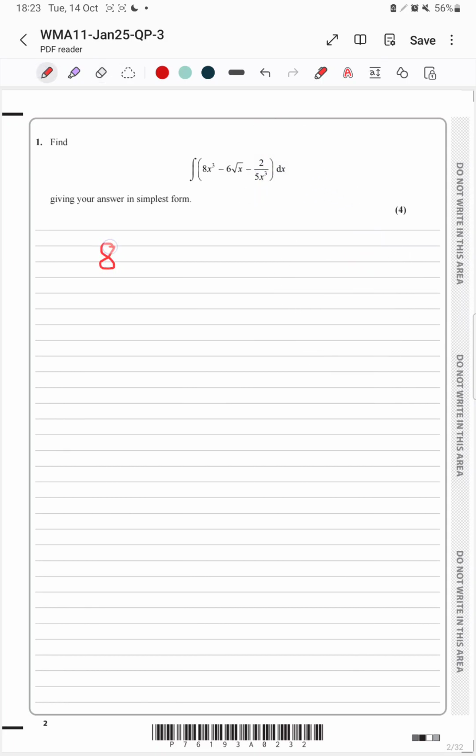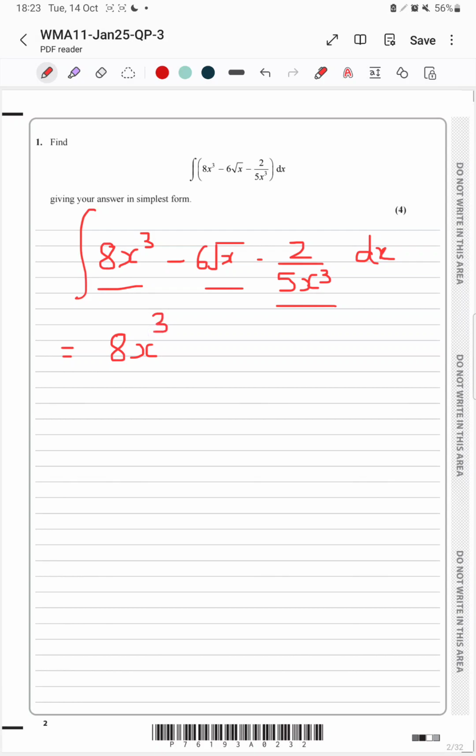So we have the integral of 8x cubed minus 6 root x minus 2 over 5x cubed dx. This is my question of integration. If you want, you can integrate each of the parts separately, or before that you can make sure that you write all the x terms in power form. So 6x to the power of a half, and then we have negative 2/5 x to the power of negative 3 dx. You write it this way and then integrate it.